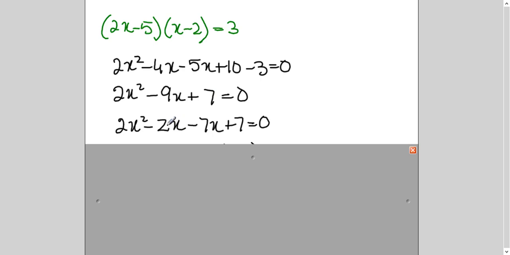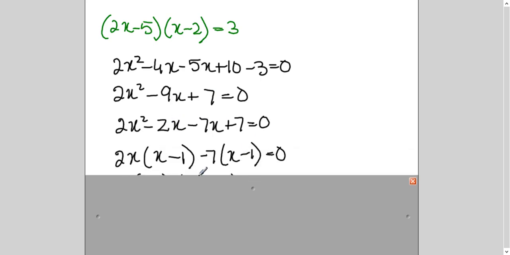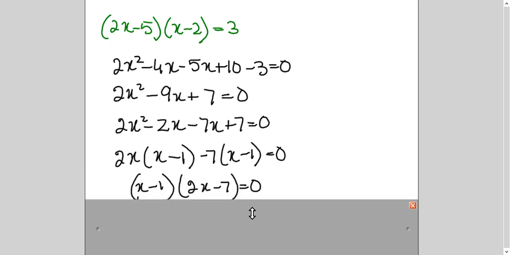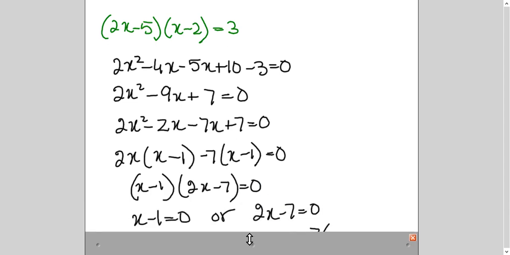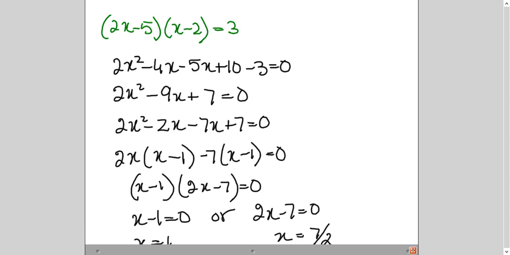7 times 2 is 14, minus 2 minus 7 is minus 9. You will get factors, and now one is x minus 1, another is 2x minus 7. They are equal to 0. So your answer will be this equals 0 or this equals 0. So one value of x is 1, the other value of x is 7 upon 2, right? So this is the way you handle such questions.